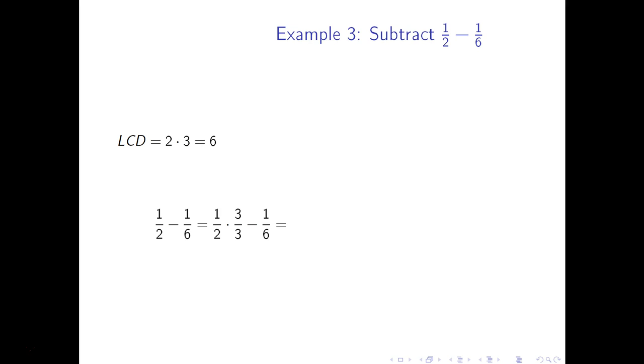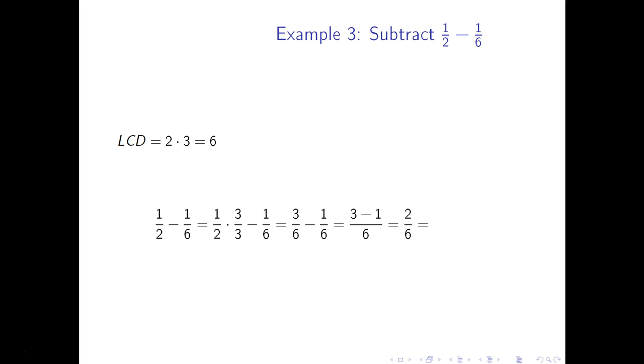If I do my multiplication, I have 1 times 3 is 3. 2 times 3 is 6. Now I have the same denominator. It doesn't matter that it's subtraction. Subtraction is the same thing as addition in terms of how we handle it. So I have the same denominator, 6, and then I just subtract them instead of adding them. So 3 minus 1 is 2, so that gives me 2/6.